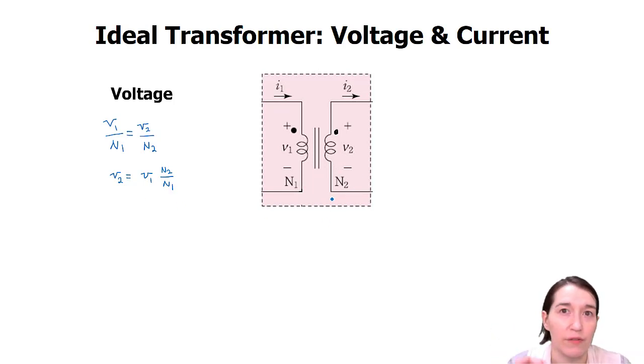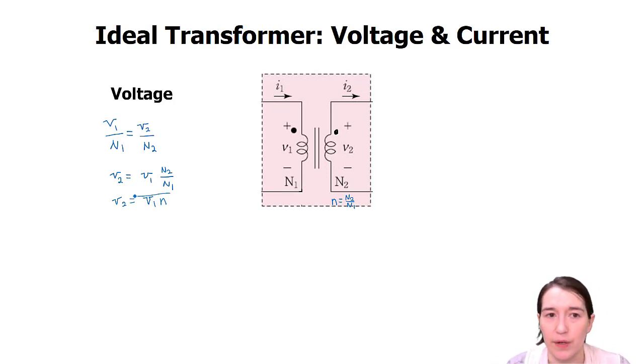And often with flyback converters, we will define N equals N2 over N1. So this is our turns ratio, and it makes it a little bit easier for our calculations. You don't have to keep track of N1 and N2, it's just a ratio. So now let's rewrite that: V2 equals V1 times N. So you can remember this basic equation for the primary to secondary side.